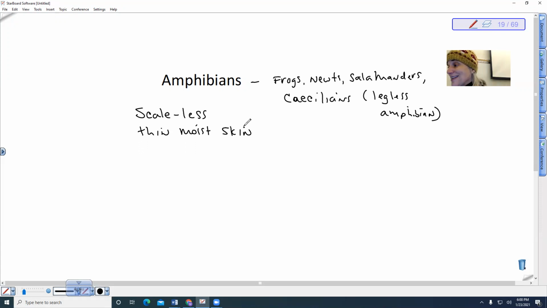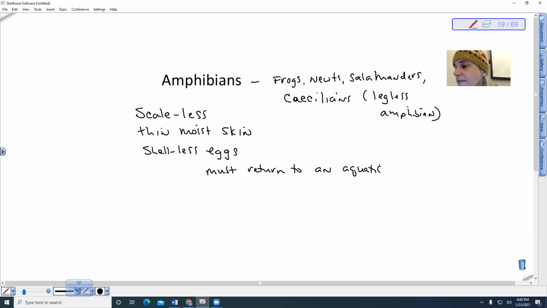In fact, they can use their skin glands and produce, in some species, poison. And so we have like the poison arrow dart frog, right, which produces a lot of toxins. They have thin, moist skin. They have shell-less eggs. And this means that they must return to an aquatic environment to breed. And that aquatic environment could just be a moist environment. Right? So it could be like under a log that never dries out.